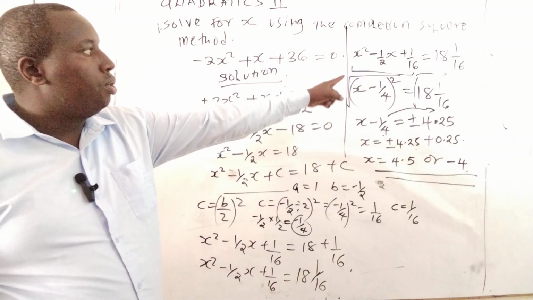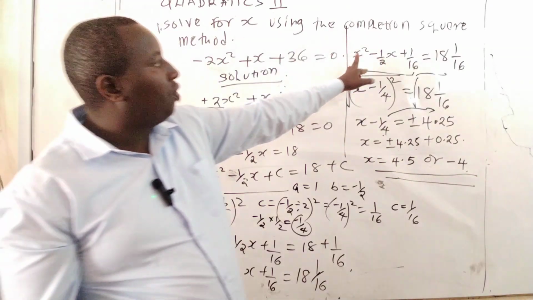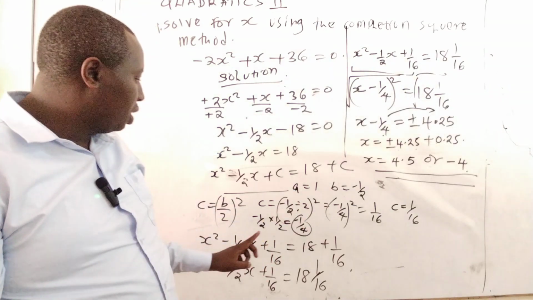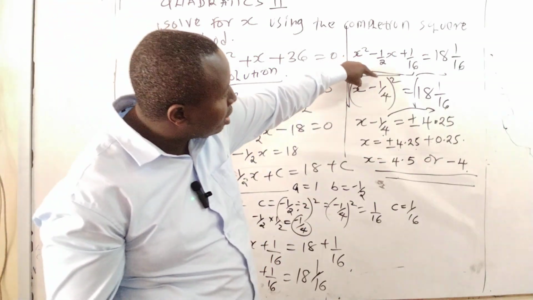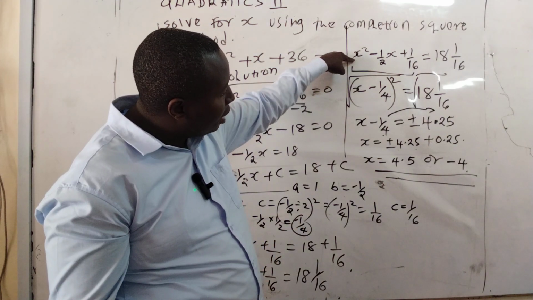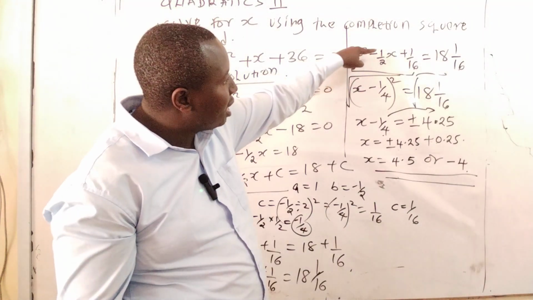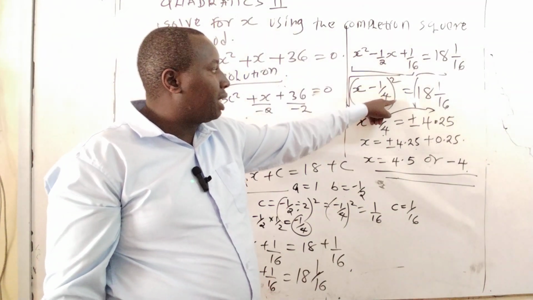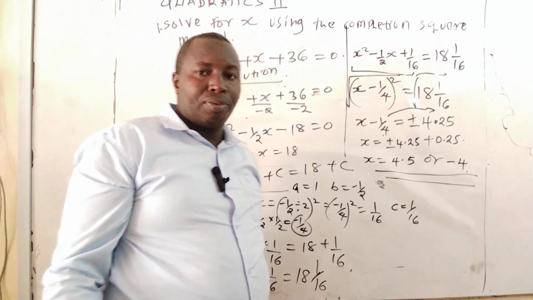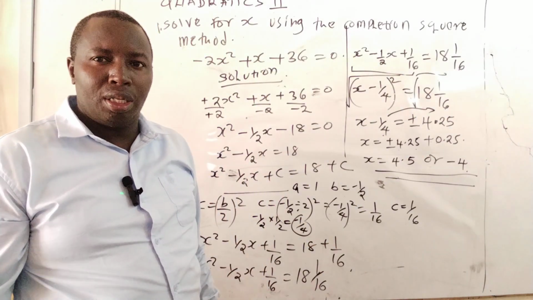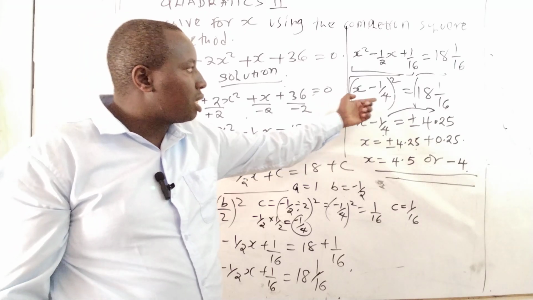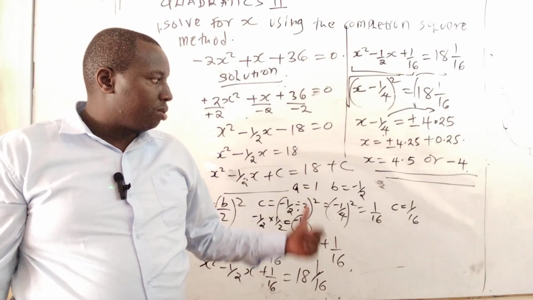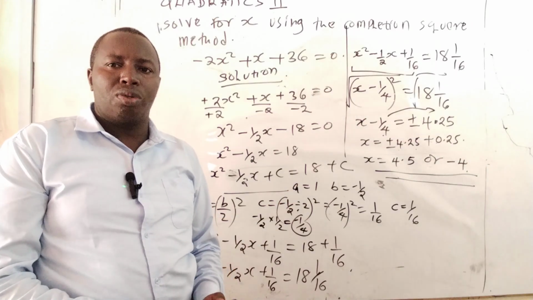After this step, you go to the step where you factorize this. You are supposed to use the factors that you got. The b over 2 that you got will be this. This was x squared, so you find the square root of this, and then b over 2, negative half divided by 2, gives negative a quarter, in brackets squared, is equal to 18 plus 1 over 16. Then you find the square root of this side and that side. x is equal to 4.5 or negative 4. So that's what you do.